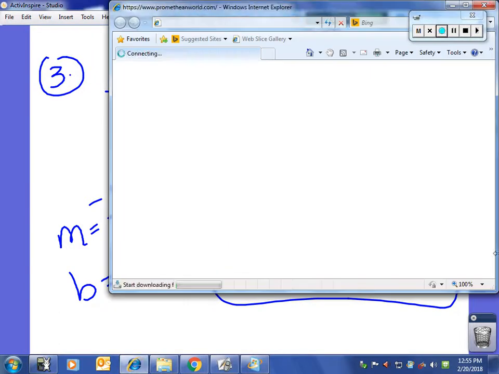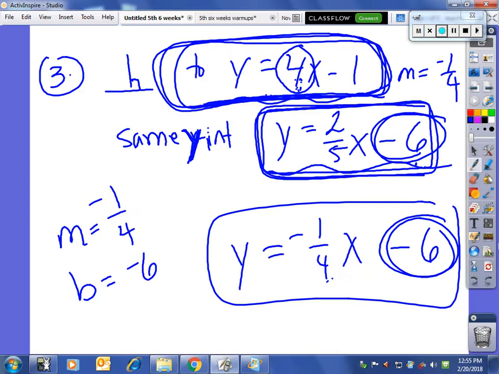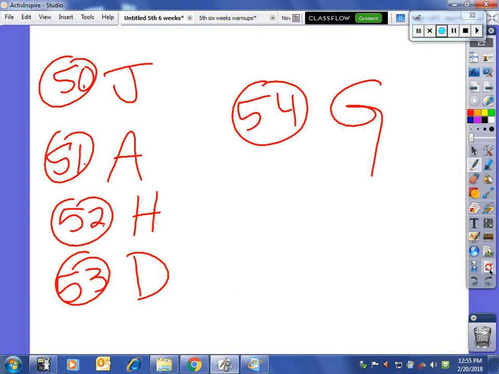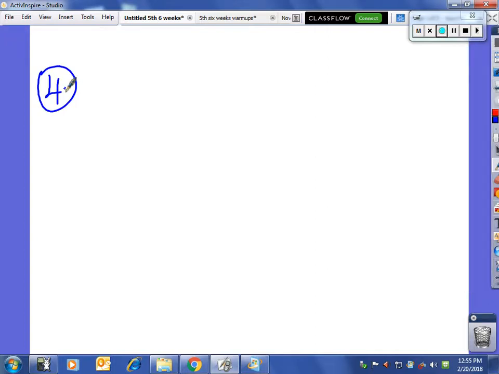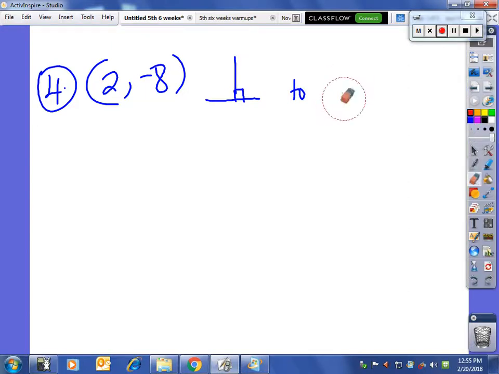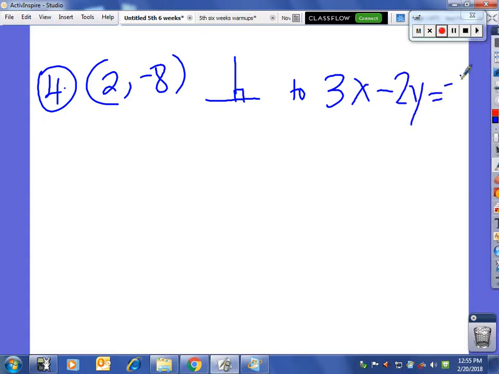Okay, now, here's one where you really are going to have to work for it. Number 4. I want you to write a line that contains the point positive 2, negative 8. So there's my point that I have to use. Boys, I'm getting very, very irritated. And I want you to be perpendicular to 3x minus 2y equals negative 8.